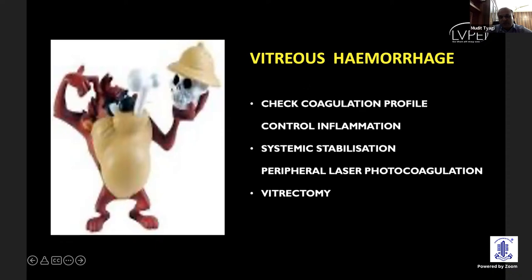The hemorrhage obviously will be treated the same way as what we would have done otherwise. You will take care of the hemorrhage by doing a laser if there is ischemia or a vitrectomy. But apart from taking care of just the hemorrhage, you also need to keep in mind a few facts. You need to control the inflammation. You need to ensure that there's a systemic stabilization. You need to check for the coagulation profile and then the usual treatments for the hemorrhage as such.